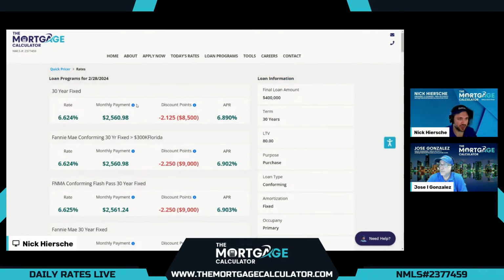And about the same as yesterday, not much down or up, pretty stagnant in the market. So 6.624 rate, 2.125 discount points of cost, final APR of 6.89, pretty much the same as we were yesterday. So a good option for our customers looking for conventional. It's definitely going to continue to hopefully trend downward overall.